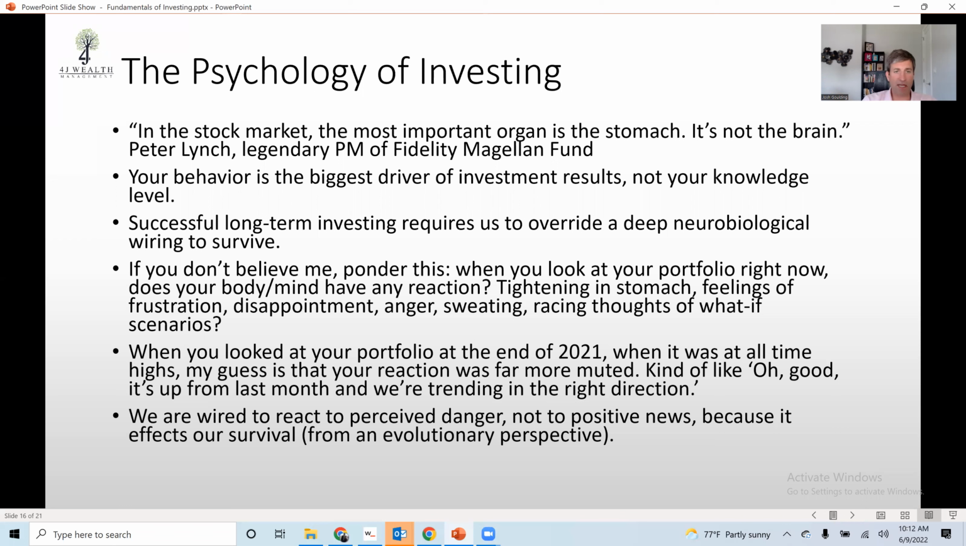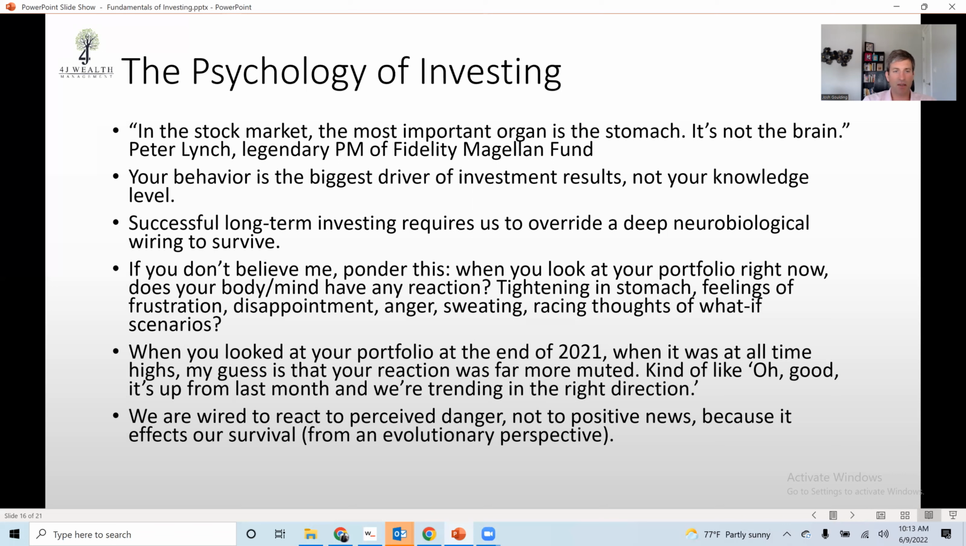So your behavior is actually, in our opinion, the biggest driver of investment results, not your knowledge level. And successful long-term investing requires us to override a deep neurobiological wiring to survive, right? That comes from millions of years of evolution. If you don't believe me or that sounds silly, think about this. If you were to look at your portfolio right now, does your body, your mind have any reaction?